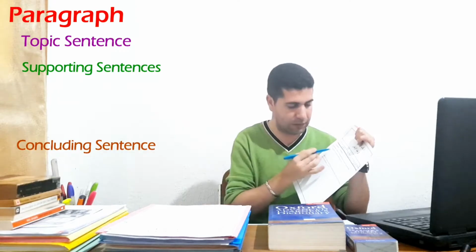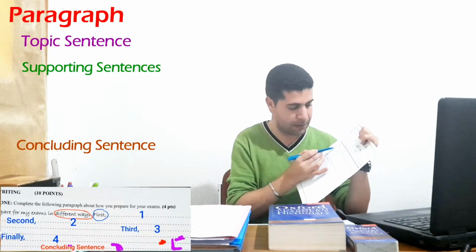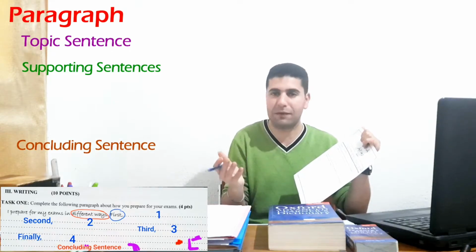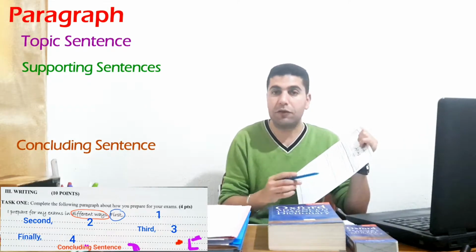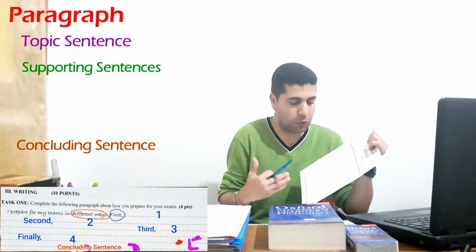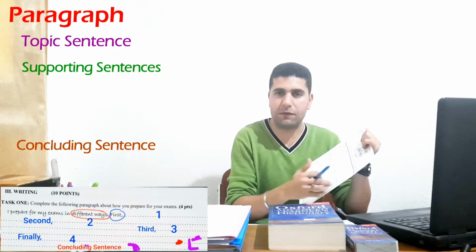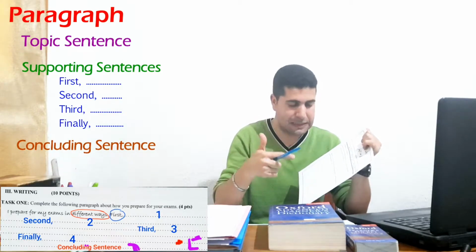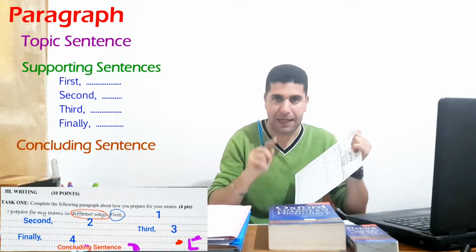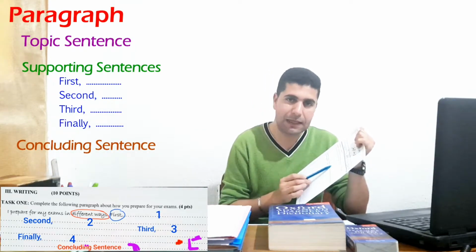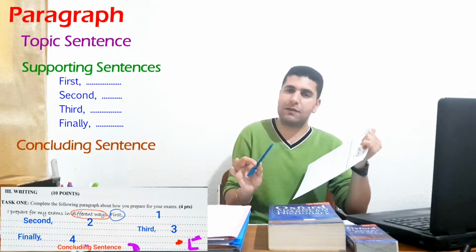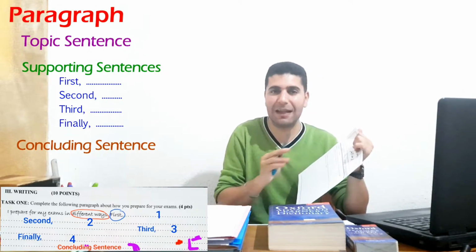The topic sentence, for example, here we have: I prepare for my exams in different ways. This is the topic sentence, and you have to support this sentence with what we call supporting sentences. So first, the first way, second, third, and if you finish, you say finally. But remember, finally is not for the concluding sentence. It is for the last way.